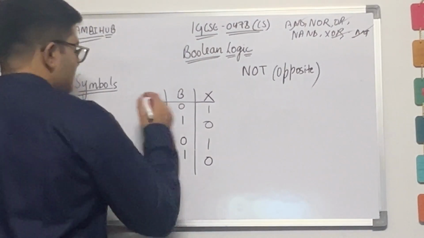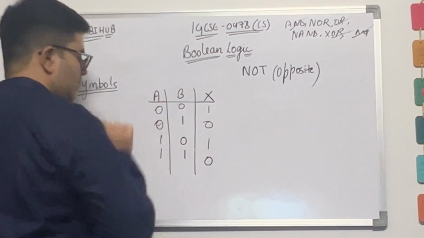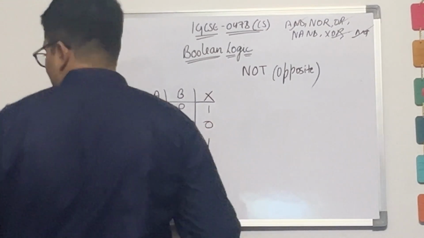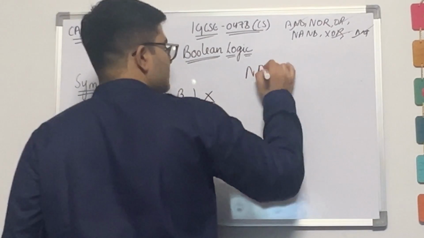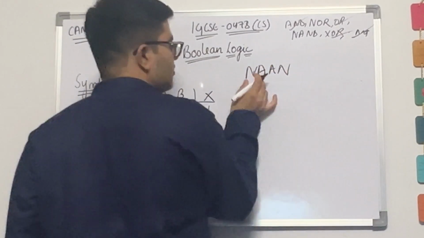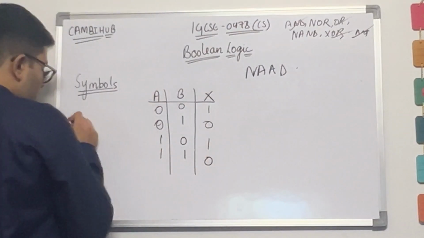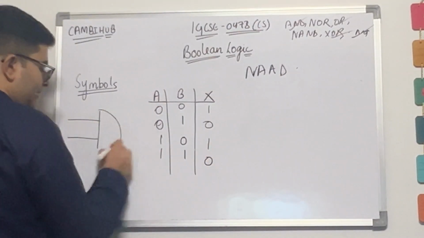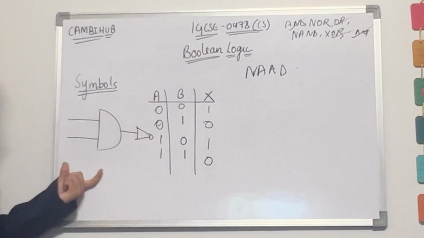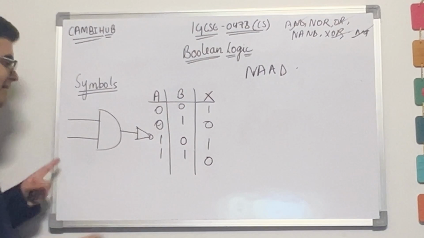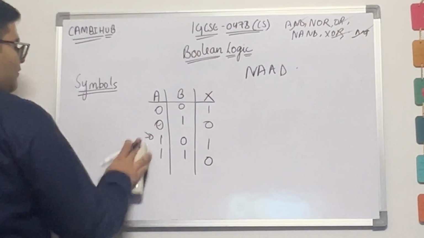Again, we make two inputs, right? First, let's do NAND gate. Like I told you, NAND gate is a combination of NOT and AND gate, right? So what we are essentially doing is we have an AND gate here and we are joining a NOT gate to it. But this is a really long circuit. So we have created a new circuit symbol for this.